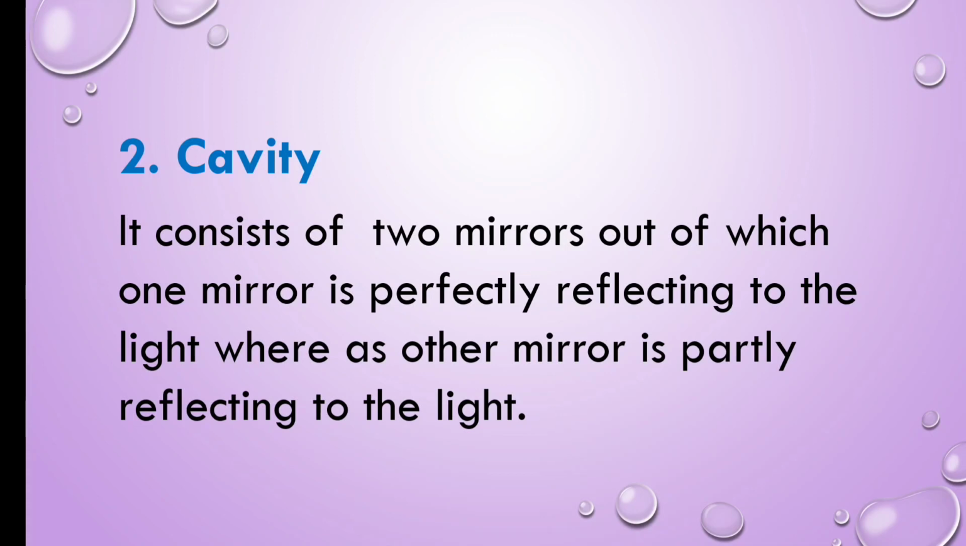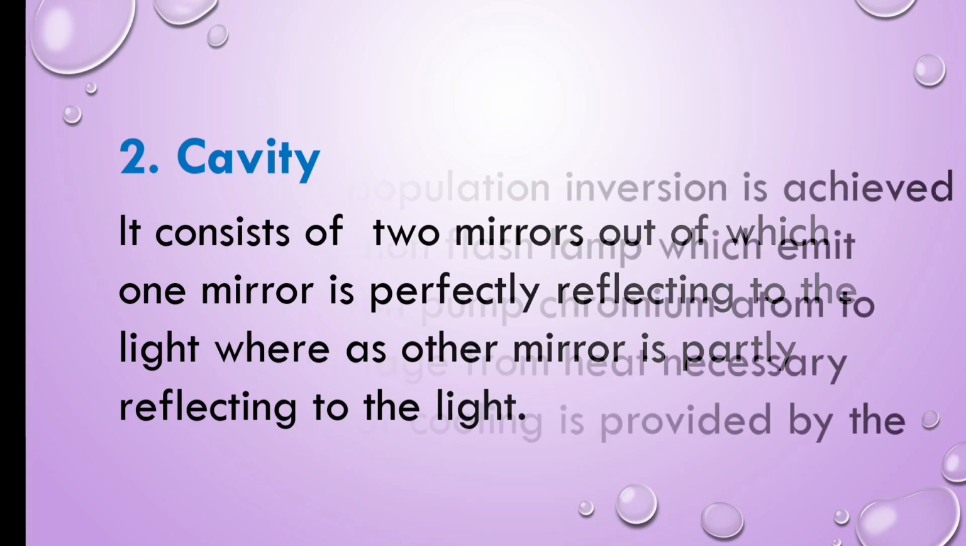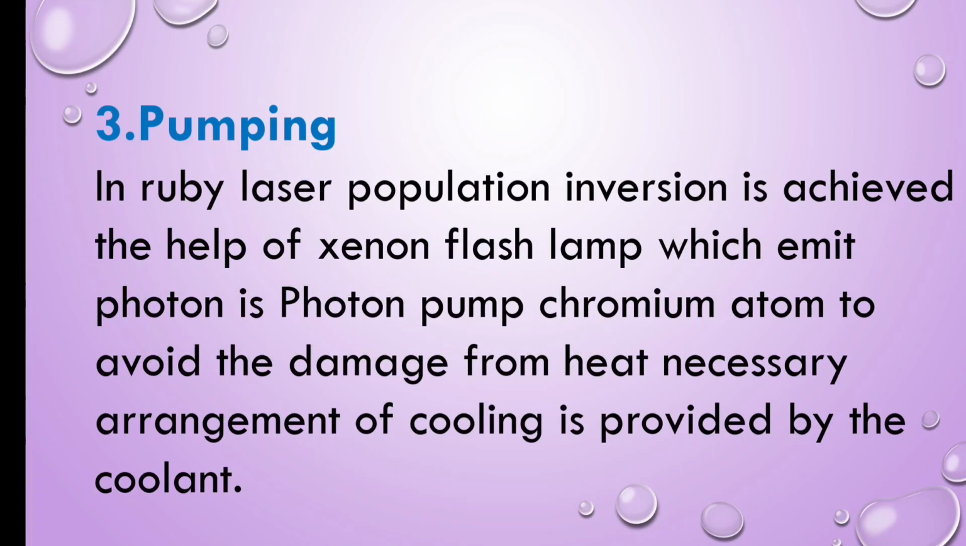It consists of two mirrors, out of which one mirror is perfectly reflecting to the light, whereas the other mirror is partly reflecting to the light. And these two mirrors are kept parallel to each other, and the ruby rod is kept inside the cavity. Third is pumping. Pumping is a long process. In the process of pumping, population inversion is achieved with the help of a xenon flash lamp which emits photons. Photons pump chromium atoms. To avoid damage from heat, necessary arrangement of cooling is provided by the coolant.